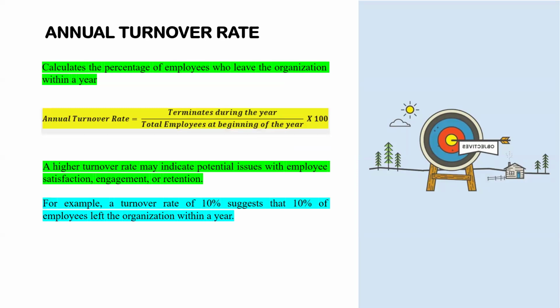Then we also have annual turnover rate. So it calculates the percentage of employees who leave the organization within a year. So like, let's say KNUST, we have a lot of staff, or let's say lecturers. Now within the year, how many lecturers left the university for maybe a different university, or maybe went on pension or just something? How many of them left? So the annual turnover rate is going to calculate the percentage and tell you that, hey, 10% of these people left. So when you calculate it, that is what we call the annual turnover rate.